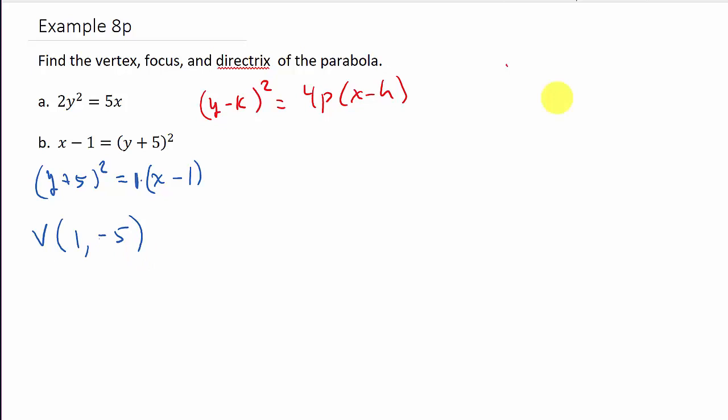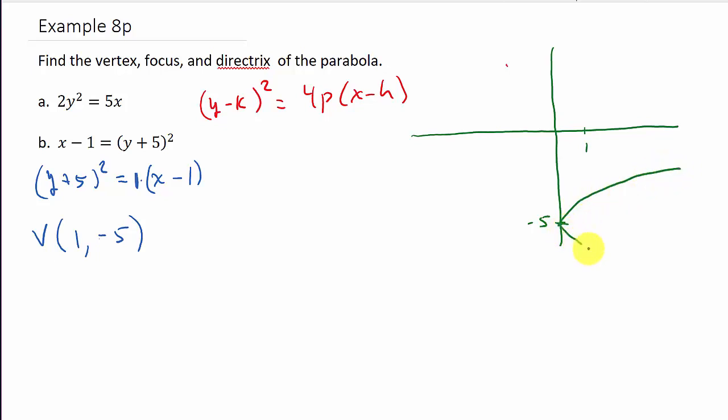So I'm going to come over here and make a rough sketch. Here's 1, and then we'll put the -5 down here somewhere. Now, which way does this thing open? Well, the y part's squared, so it's either going to open left or right. With p being positive, what's in front of the parentheses here is positive, so that means it's going to open to the right.